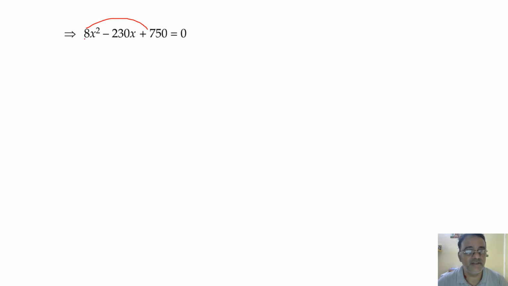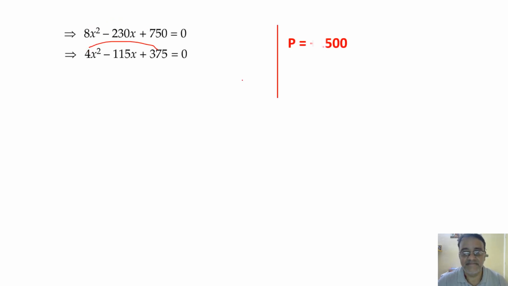अच्छा एक काम करते हैं, इसको 2 से डिवाइड करते हैं, ठीक है, क्योंकि 2 कॉमन है ना. So we are getting 4x square minus 115x plus 375. Right. Now we will find the product, 1500. Plus 1500, right? And the sum is minus 115. So 1500 का दो फैक्टर जिसका टोटल 115 होना चाहिए.